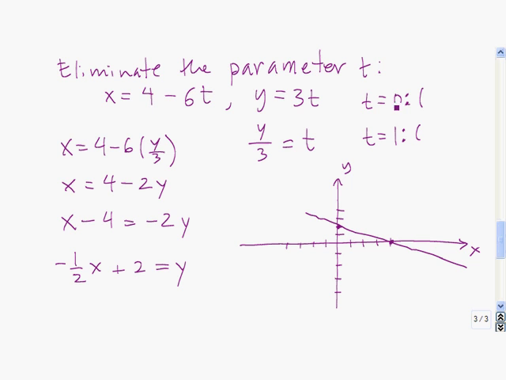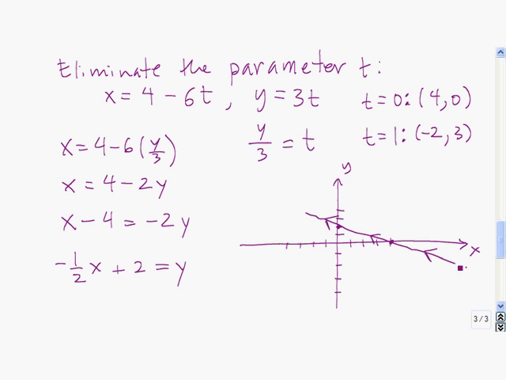When t is equal to 0, x is equal to 4 minus 0, which is 4, and y is equal to 0. When t is equal to 1, x is equal to 4 minus 6, which is negative 2, and y is equal to 3. So the first point that we have is this point 4 comma 0. Then as t grows, we go over here to the point negative 2 comma 3. So that means that the curve is generated in this direction. Okay, curve, I can say curve for a line too. Curve is generic for a graph.